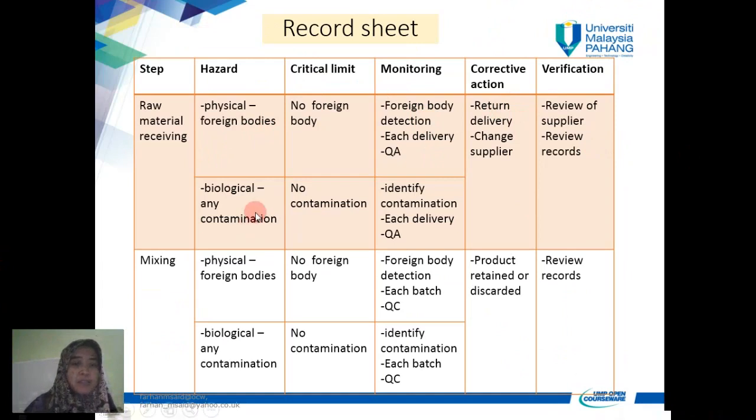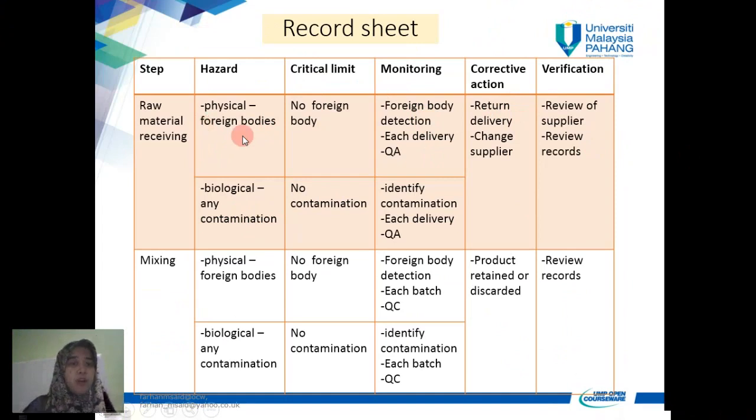Okay, so next is the biological hazard. For any contamination, the critical limit is that we must get no contamination, so that our product will be safe. How to monitor? Identify the contamination. We have to identify each delivery, and the person who will be doing it is QA.